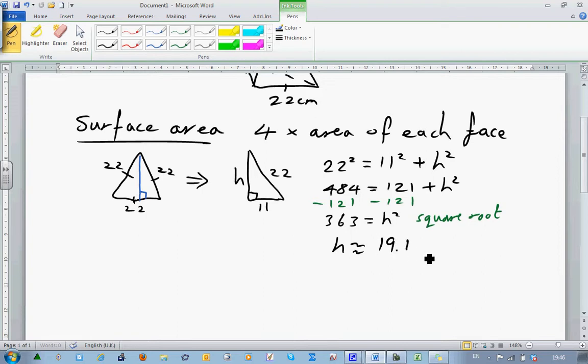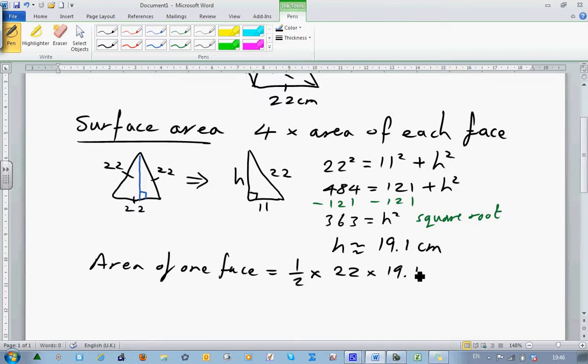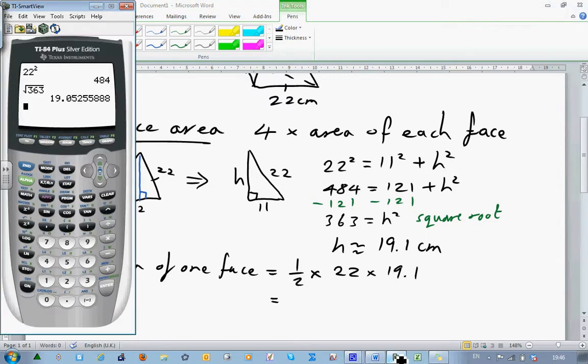So we have that the area of one face is a half times the base. Well, the base, don't forget, is 22 over the actual face, times 19.1. When we calculate that, half of 22 is 11, times 19.1 gives us 210.1.